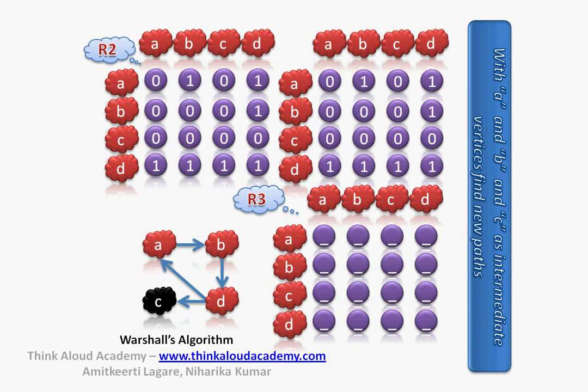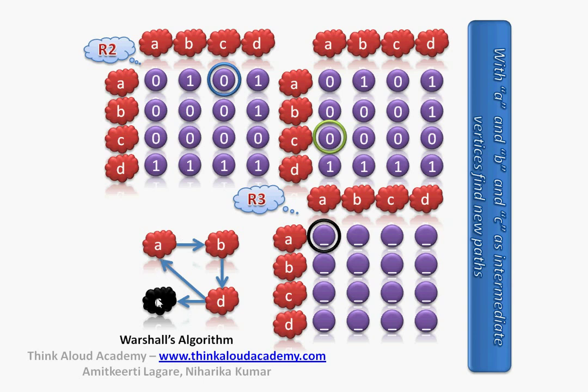So during the second iteration, I have found two paths. That is A to D, going from A to D via B: I go from A to B, B to D. And the second finding is D to D. How do I go from D to D? D to A to B, B to D. So I found two paths, and this R2 becomes an input for the next round, that is with C as intermediate vertex. Can I find a new path?